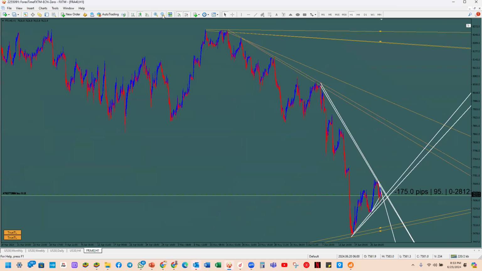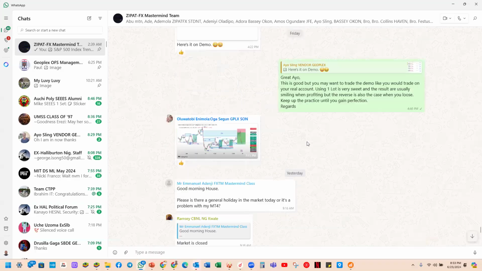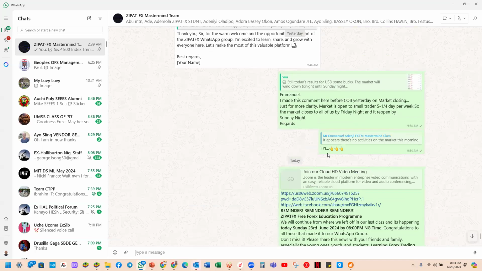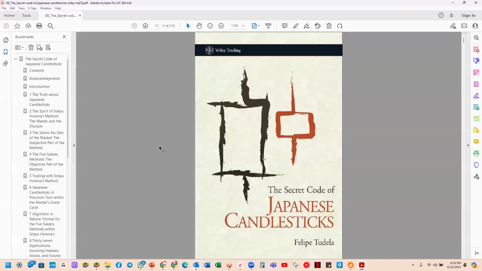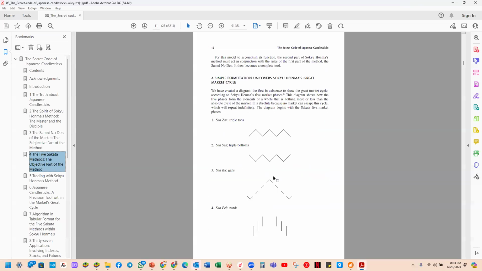One of the books I shared with you, written by Felipe something, I talked about that book a little bit the last time. Where is it? Yes, this one. I told you I bought this book from Amazon. I bought the hard copy, apart from the soft copy, that was shipped to me. In fact, I bought two because a friend of mine was also interested in it, and I gave it to him. It is called The Secret Code of the Japanese Candlestick. This is that book that talks about the 5 Sakata methods that we were discussing the other day.